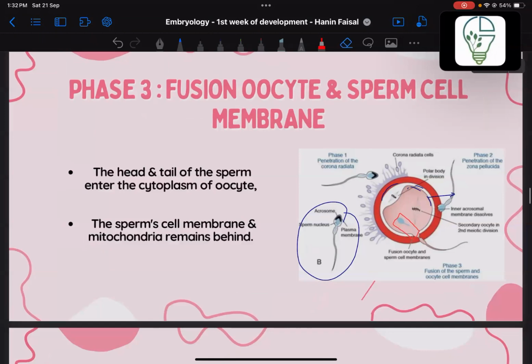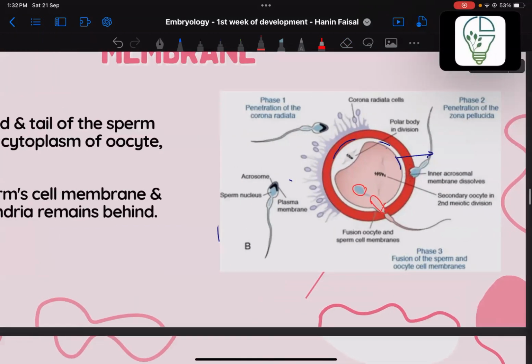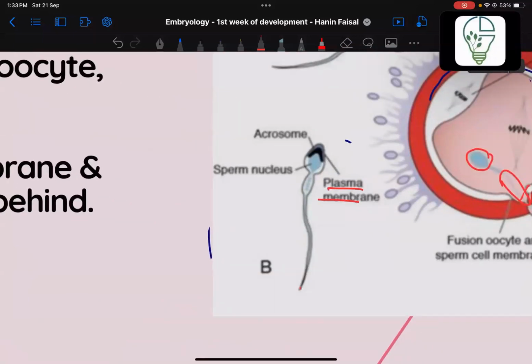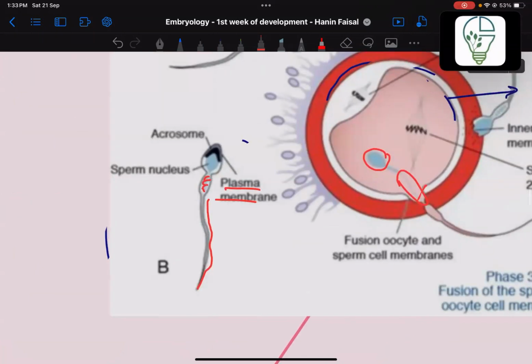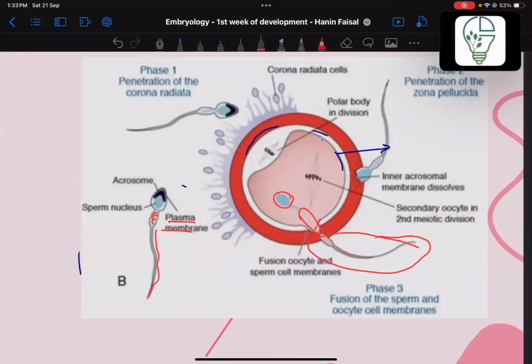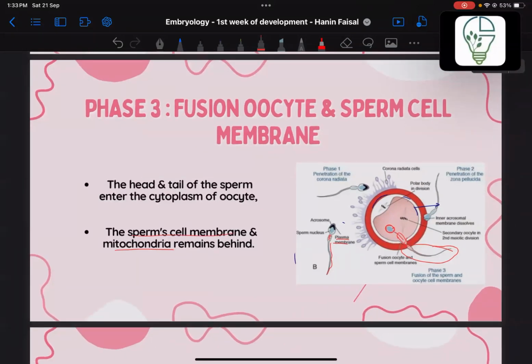Let me explain why. Both the head and the tail will enter, because if you can see here, this is the tail. It's going to enter, and the head also will enter. But something that will not enter is the plasma membrane, which was surrounding them. This plasma membrane, which was surrounding the tail, which was surrounding the mitochondria, and surrounding the head, will stay behind. You can see it here. It stays behind. And the thing that's going to enter is only the head and the tail. And the sperm cell membrane and the mitochondria will be left behind.